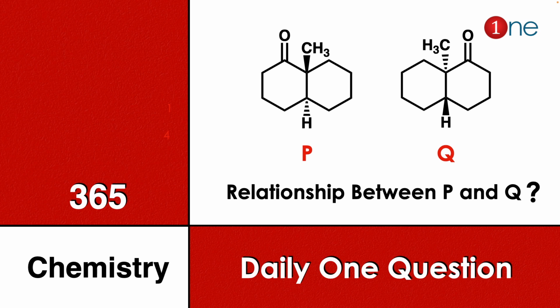Here P and Q compounds are given. They ask you to find the relationship between P and Q. Here P is the bicyclic decalin. It is attached with ketone and methyl. Methyl and hydrogen are trans to each other.